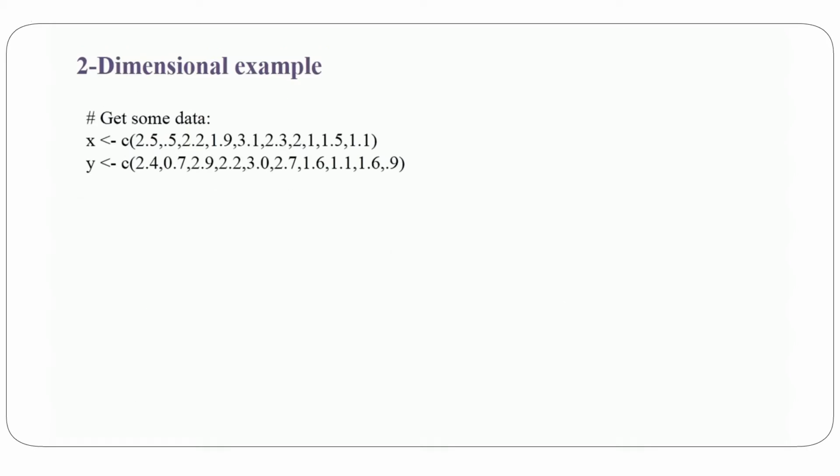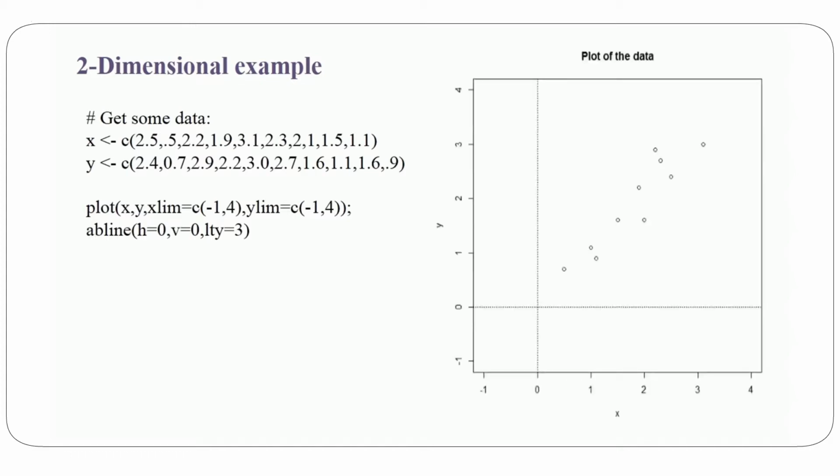So, first we look at a two-dimensional example where we can have a look at the graphical interpretation of principal component analysis. For that, we take an arbitrary data x of the given values and y of the given values. Let us first plot the given data. We do this in R with the help of the command plot, followed by the variable x of values and the variable y of the given values. This is how the plot of the data looks.